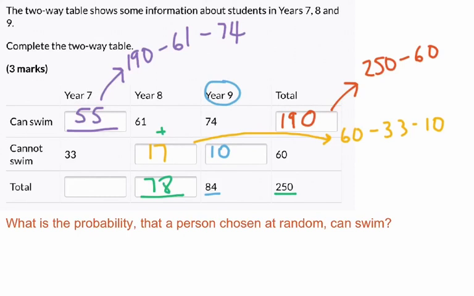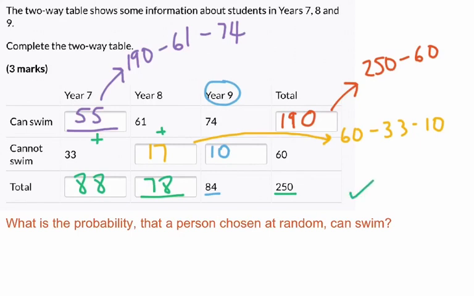And then again for this last total for year 7, I've got two ways I can do it. I can either add my year 7 column, or I can add my total row and make it equal 250. But I think a nicer sum at this moment in time is to do 55 add 33, which should leave me with a nice 88. But a nice check, again, would be to check that 88 add 78 add 84 equals 250.